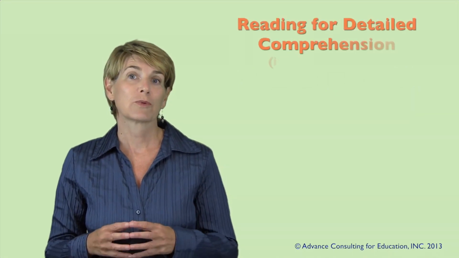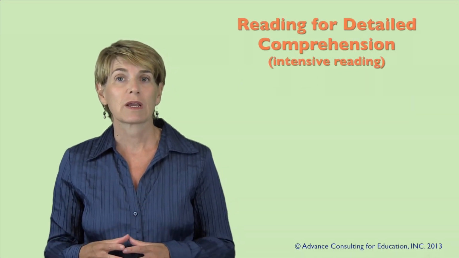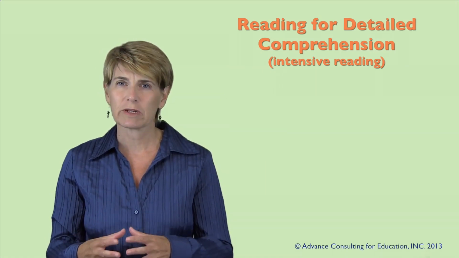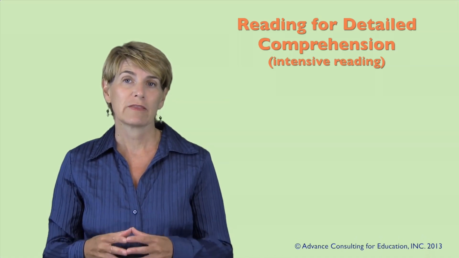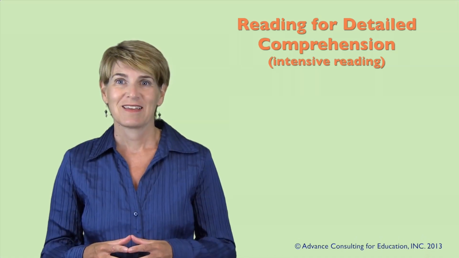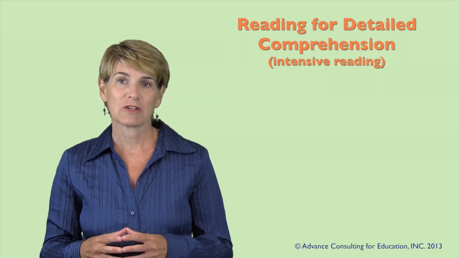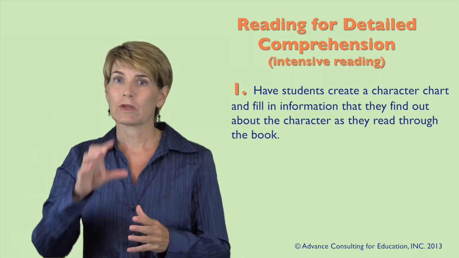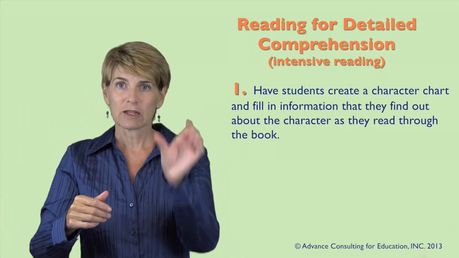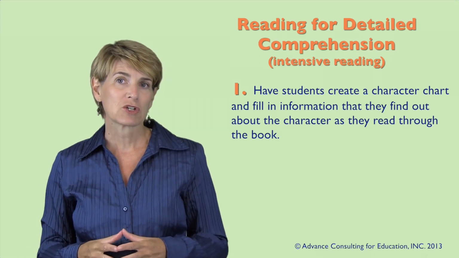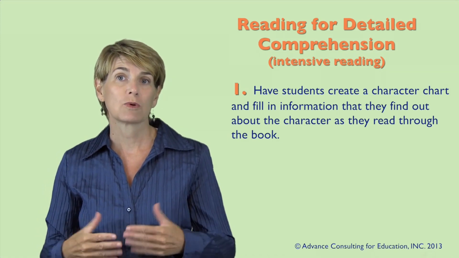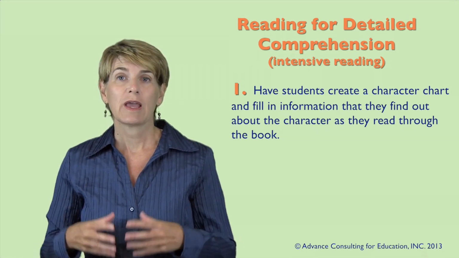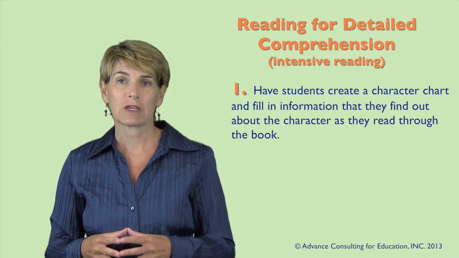Students can also read the book for detailed comprehension. And these are activities that are intensive reading activities. So students are really reading and rereading to get the most out of the language and the content presented in the book. The first activity for detailed comprehension is creating a character chart. So students create a chart in their books with the character names at the top, and then under each character, they fill in information that they find out about the character as they work through the book. So the character chart is completed throughout the whole reading process as more and more detail and information about the character is revealed.